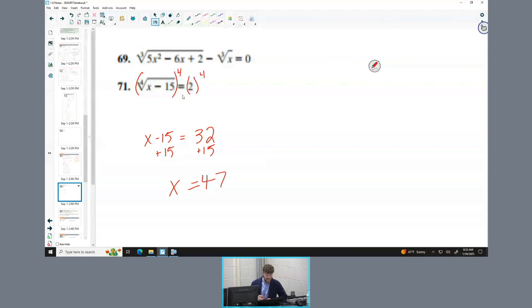Now, let me ask you this. Do I need to check my solution here? No or yes? No, I think it's good. All right. So, Roman, back to you. Do we need to check that solution? Yes. Why? I believe that 2 to the 4th equals 16. You subtract 15 and 16, it is x equals 1.